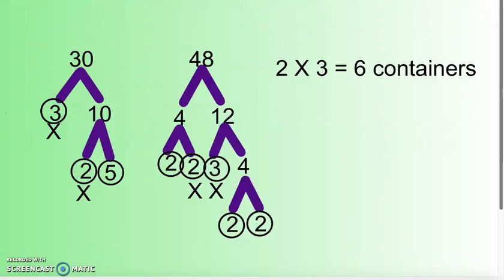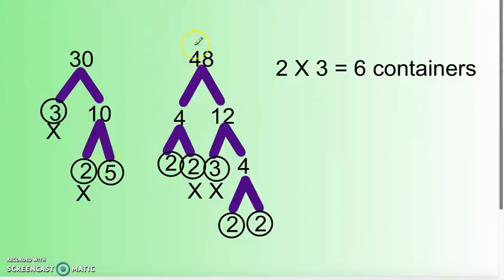And so here's 30 cookies for oatmeal, 48 cookies for chocolate chip. And so I broke them down into their factors. 3 times 10 is 30. Then I noticed 10 is still not a prime number. I can't stop. This one I can stop and put a circle around it because it's prime. But 2 times 5 gets me to 10. Prime numbers, I can stop.